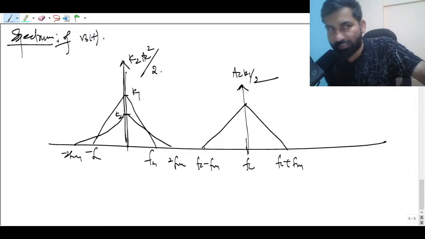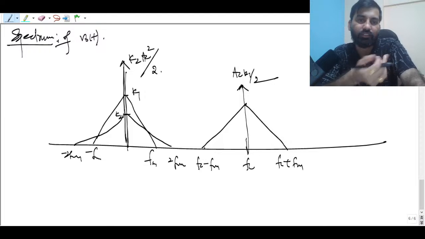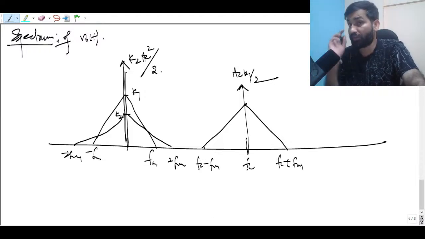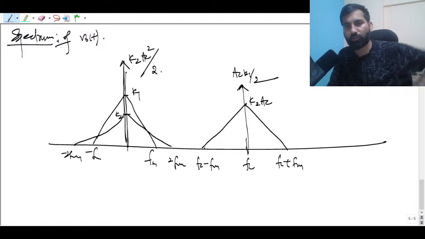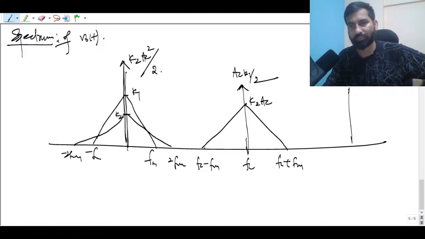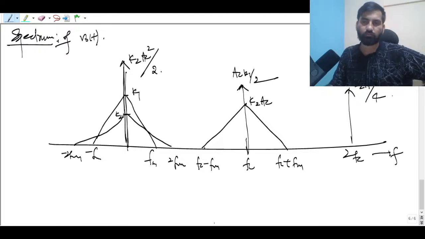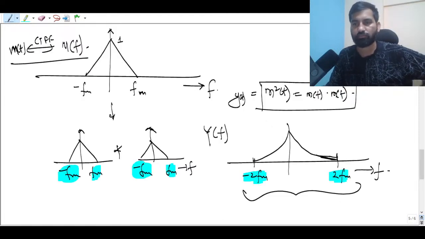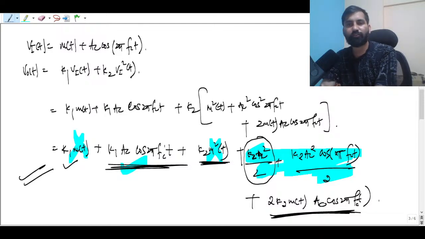Okay, so I'm plotting everything on a single plot. I'm plotting the spectrum of V out(t) without passing it through a band pass filter, so that you can find out one of the very important concepts I am just going to tell you. I think this is clear, and this will be K2 Ac. And you're also going to get your impulse at this point, that is 2fc, and the height is going to be K2 Ac square by 4.